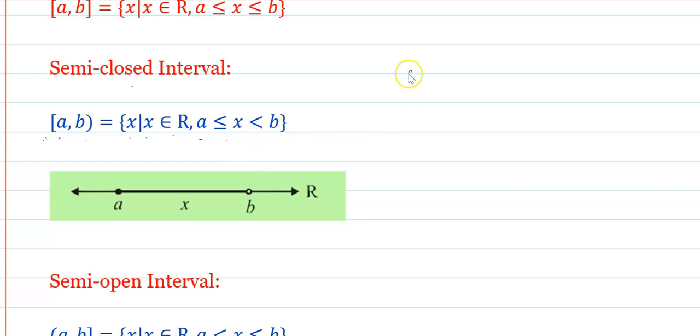For example, again I will write one more similar example: {x : x belongs to the set of natural numbers and 4 is less than or equal to x and x is less than 10}. Then what are the elements? 4, 5, 6, 7, 8 and 9. Here we are considering 4, and the last element is 9.